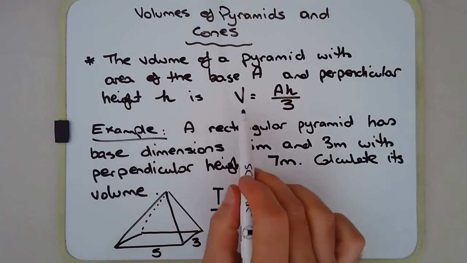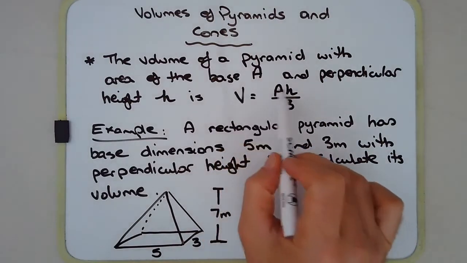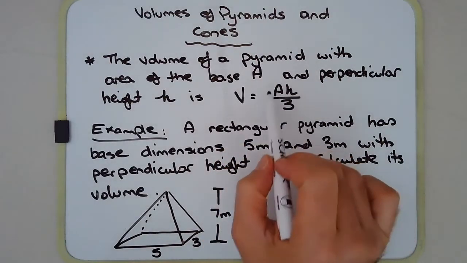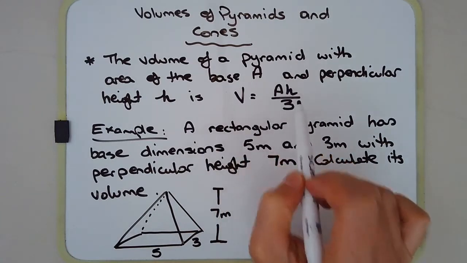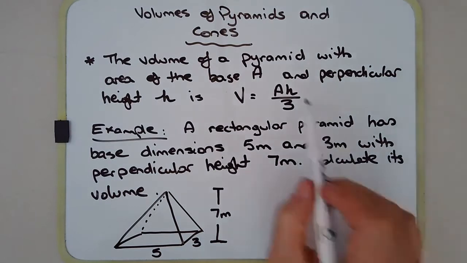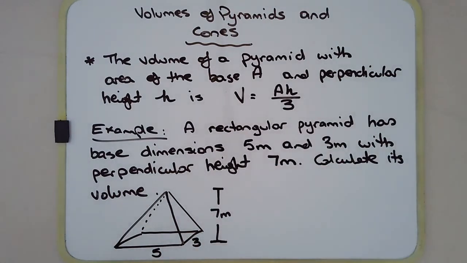So the formula is given by V equals area of the base, base A, times the height. So V equals AH, remember that's from the formula of the volume of a prism. But we need to divide it by 3 to get the volume of a pyramid, because it contains 1/3 of the volume of the prism that contains it. So imagine the pyramid can fit inside a prism with the same base. A pyramid is 1/3 of that volume.